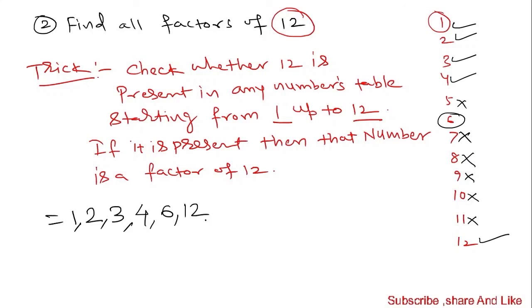So what are the possible factors of 12? 1, 2, 3, 4, 6, 12. These are all the factors of 12. So in this way, you can easily find out the factors of any number if you know the tables of different numbers. At least, students, you have to learn the table up to 30 by heart so that you can easily find out the factors of any number up to 30.